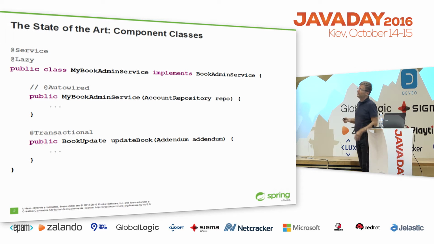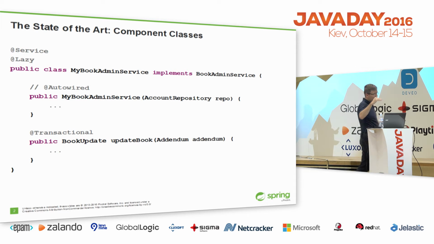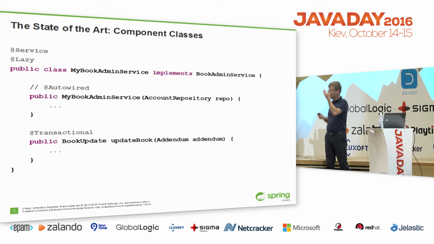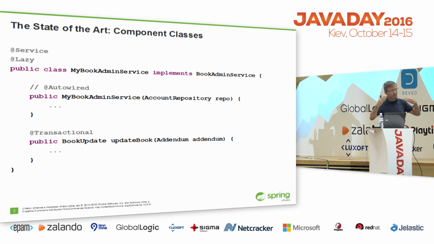Lazy is an initialization hint in Springland, basically telling the container you may create this whenever it's actually needed, not necessarily on startup. But from a readability perspective, you can even read it. The type-level annotations work like a sentence. The myBookAdmin service class is a lazy service class, or myBookAdmin service is a lazy service class. You need to jump around a little, but it's actually readable.